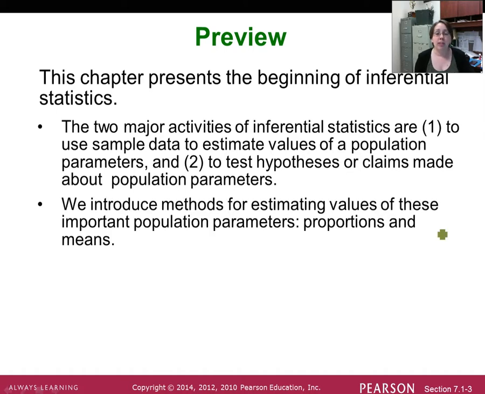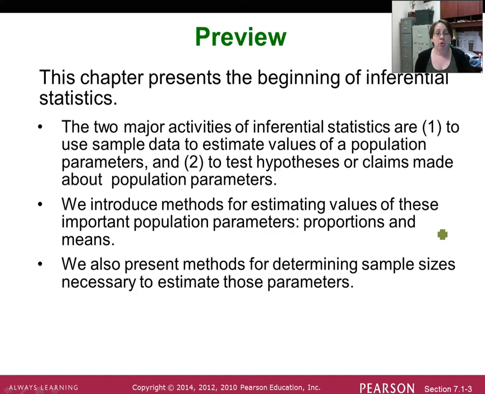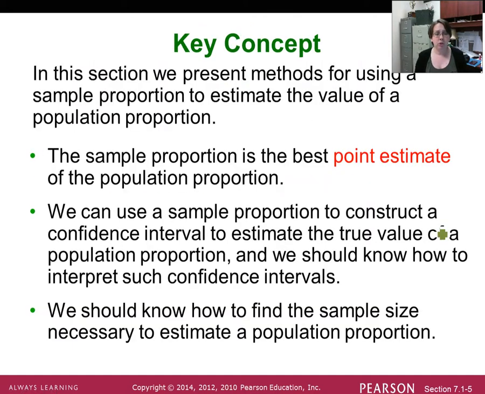We introduce methods for estimating values of these important population parameters, proportions and means. So that's going to be chapter 7. And we also present methods for determining sample sizes necessary to estimate these parameters. So for sample size, we're going to be trying to determine how much we need to sample to get a good estimate. So that's what we're going to be doing here.